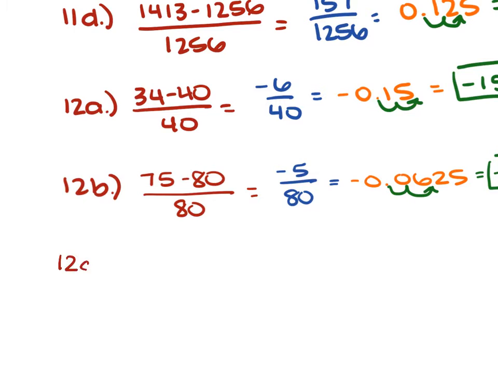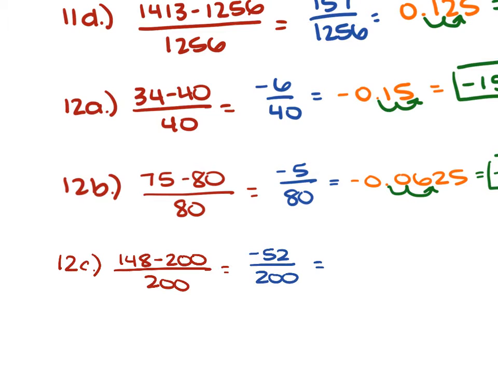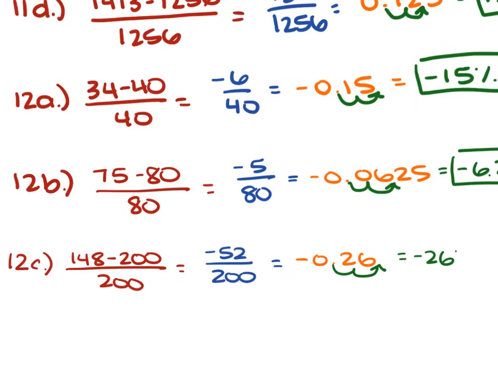For C, we are working with 200 to 148. Our original is the 200. Our new is the 148. So new minus original over the original. That's 148 minus 200 over 200. 148 minus 200 gives us negative 52 over 200. When we divide these two, we get negative 0.26. We move the decimal 2 places to the right, so that's negative 26%.